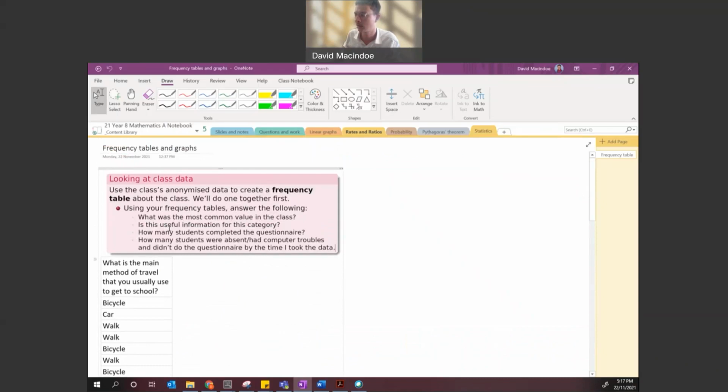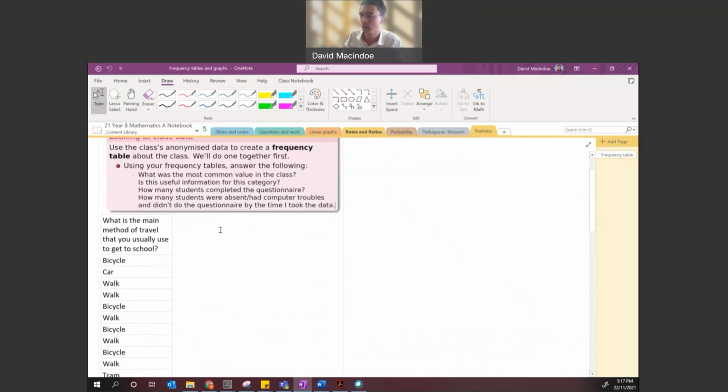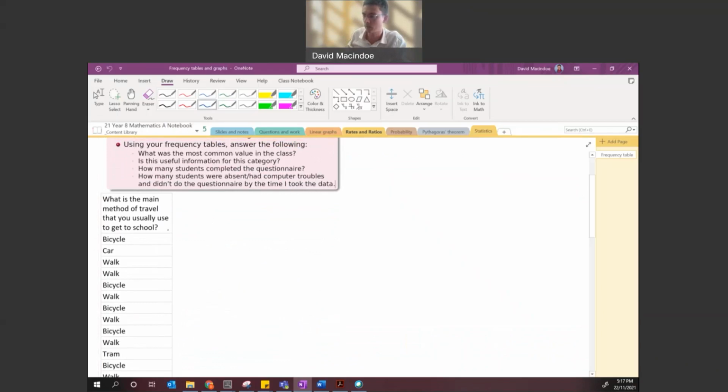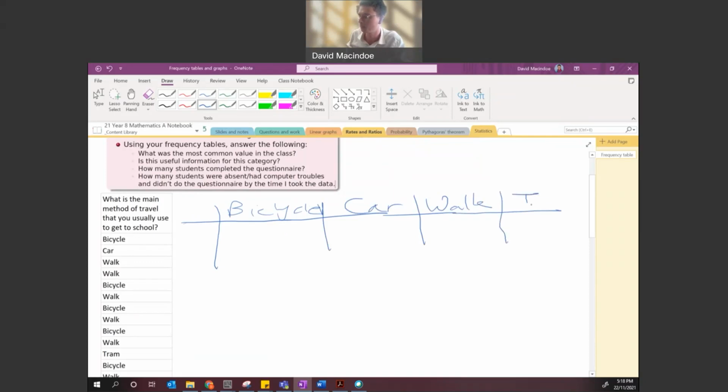So we're going to start up here with the data from our question on what is the main method of travel that you use to get to school. If I wanted to make a frequency table of this, first I would put each of my different outcomes here. So first we've got bicycle. That's one of our outcomes. We've got car, we've got walk, and we've got tram. So those are our only choices here, right?